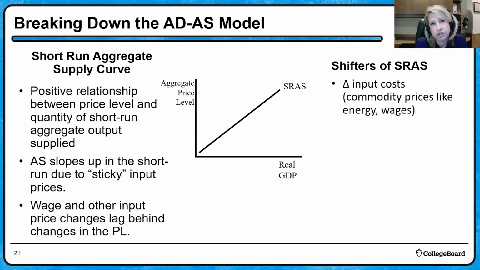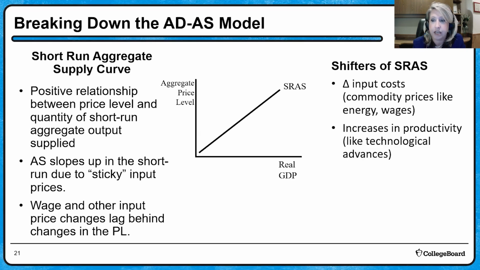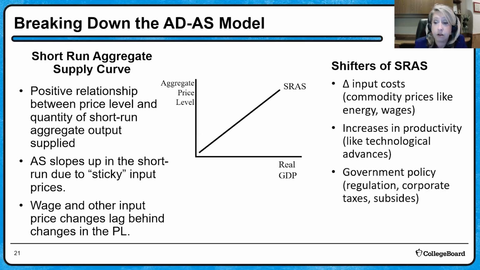So what are the shifters of short-run aggregate supply? Well, anything that makes it cheaper and easier to produce is going to change the quantity of short-run aggregate output supplied. So a change in input costs like wages, or commodity prices like energy, increases in productivity, like a technological advance or an increase in human capital. And then, of course, there are some government policies that you learn about in Unit 5 that can affect short-run aggregate supply as well. So these are our shifters of SRAS.